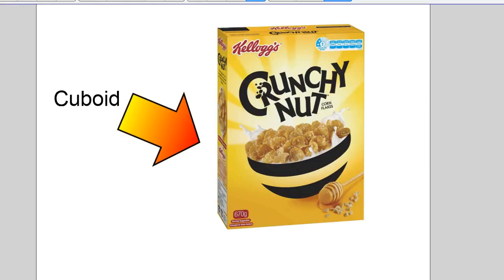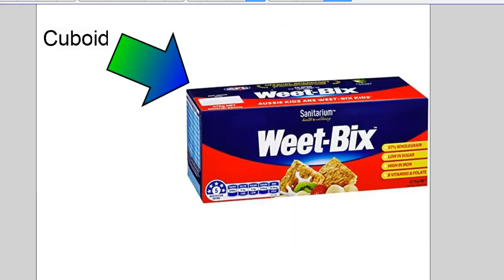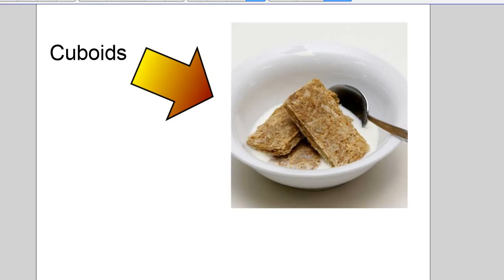So we have a cuboid here, cuboid there. This is a cuboid too. We've got cuboids in a bowl.